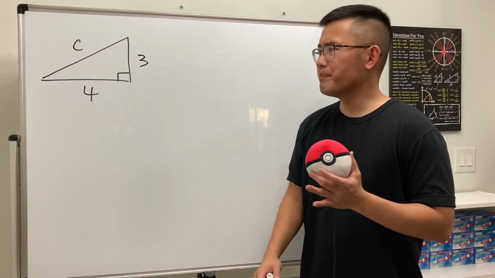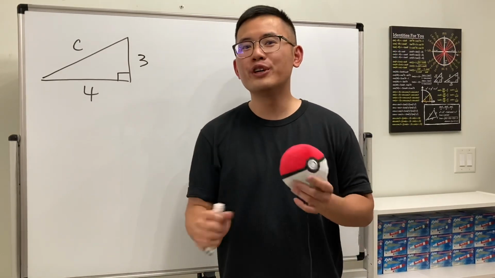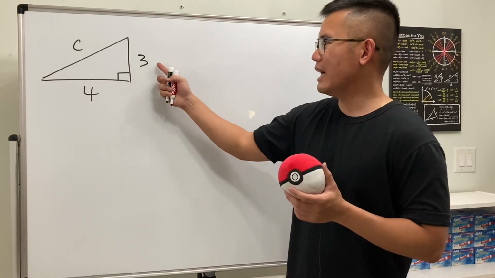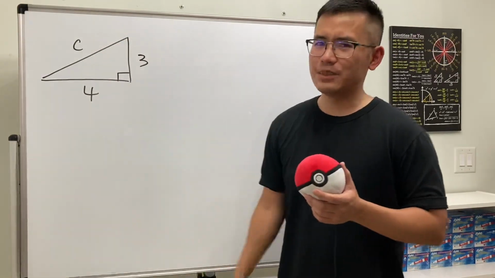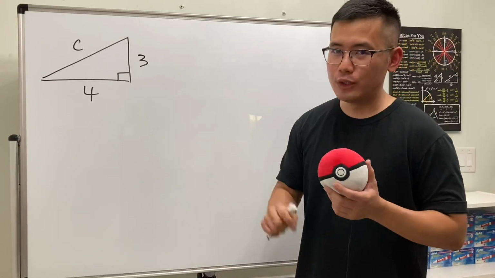Okay, here I have a quick geometry equation, but in fact we have to use algebra, so this is still just algebra. This is a right triangle, and we have 3, 4. The C has to be 5. We don't have to do it. Don't worry, I'm going to make this slightly more interesting for you guys.